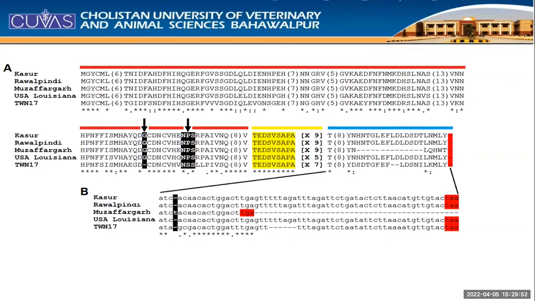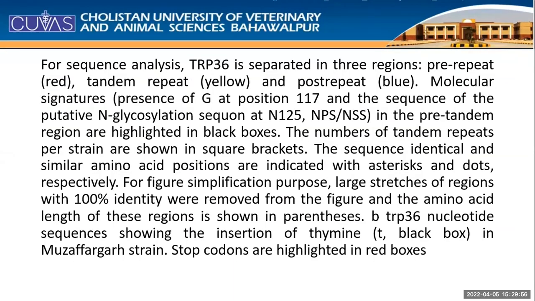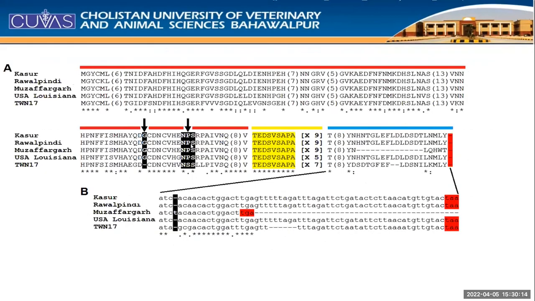Here you can see the repetition that was observed in the sequence analysis. The molecular signature, presence of G at position 117 and the putative glycosylation sequence at 125 in the pre-tandem region, are highlighted in black boxes. Here you can see G at 117 and putative glycosylation mutation at 125.